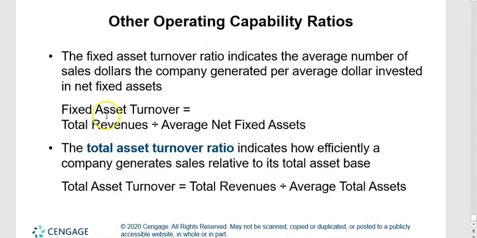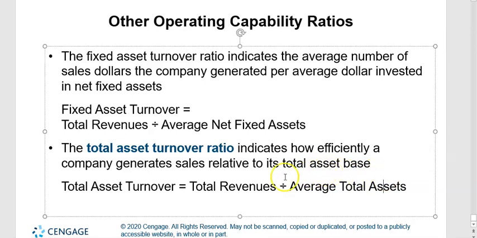Another one: fixed asset turnover and total asset turnover are basically the same, except that fixed asset turnover is just for fixed assets and total asset turnover is for total assets. It's your total revenues divided by your average total assets. The average is the beginning plus the ending divided by 2, as always. It basically shows how well you're using your assets to generate revenue.